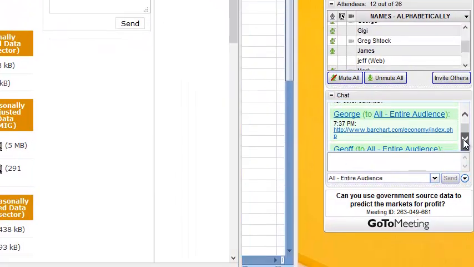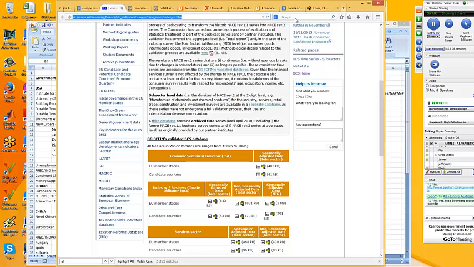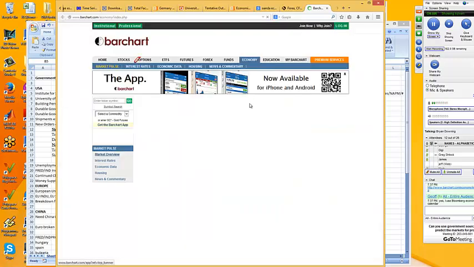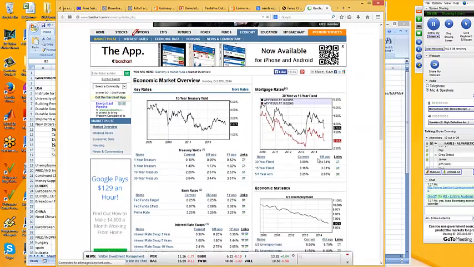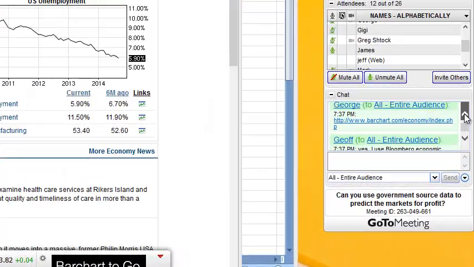I know that. Jeff says he uses the Bloomberg Economic Indicator. It's good to know. Hang on here. Let me just pull up this other one here, the bar charts. I've heard of this site, but I've never really used it. There you go. Yeah, you could easily scrape this.